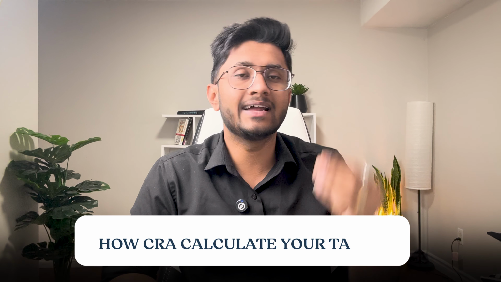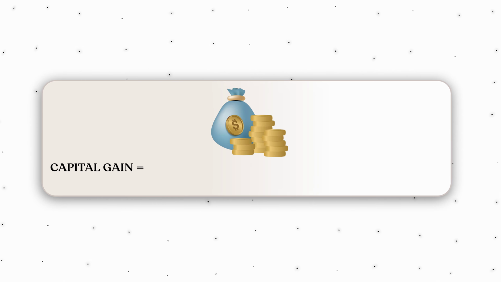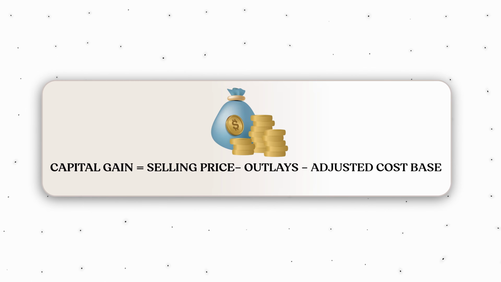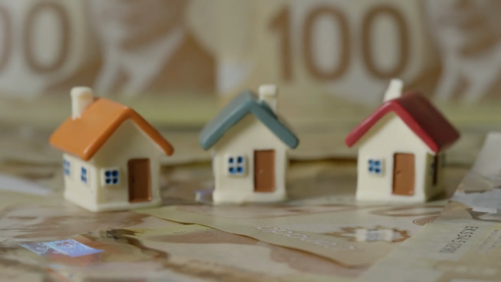Before we jump into the hacks, let's understand how CRA calculates your taxes, because understanding this formula is the key to reducing the taxes. Capital gain equals selling price minus outlays minus adjusted cost base. Selling price, straightforward, the price you sold your property for.